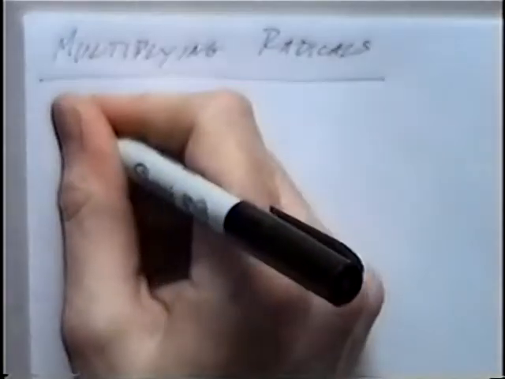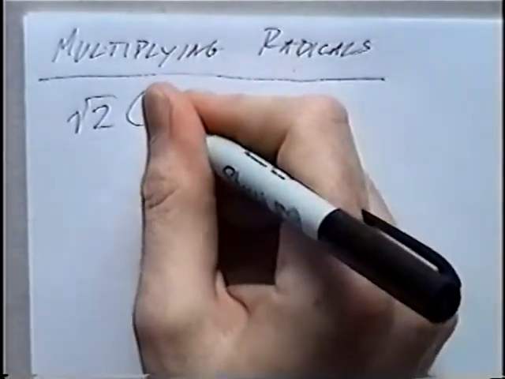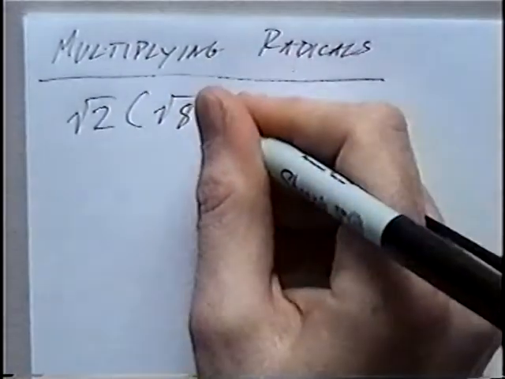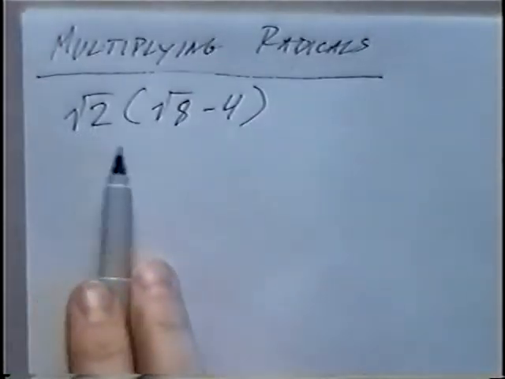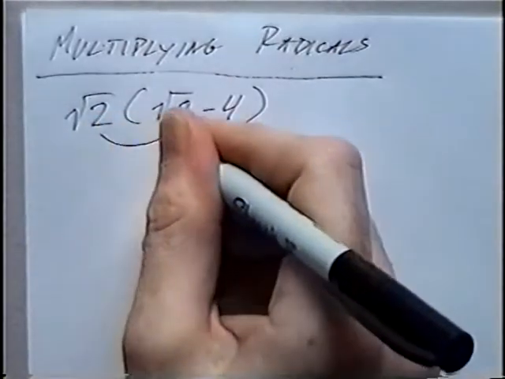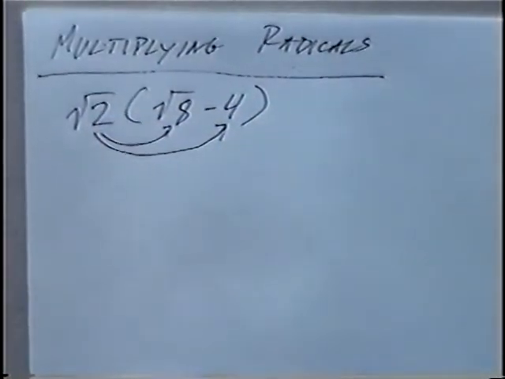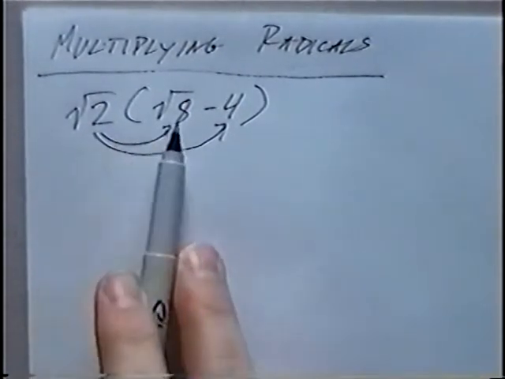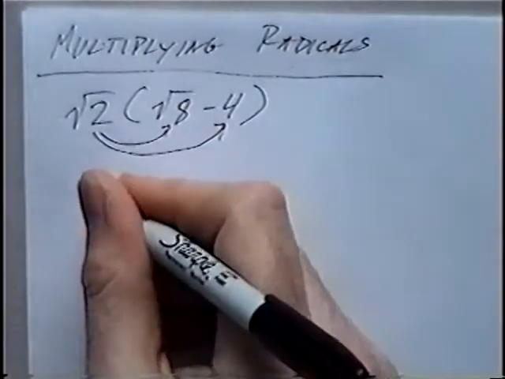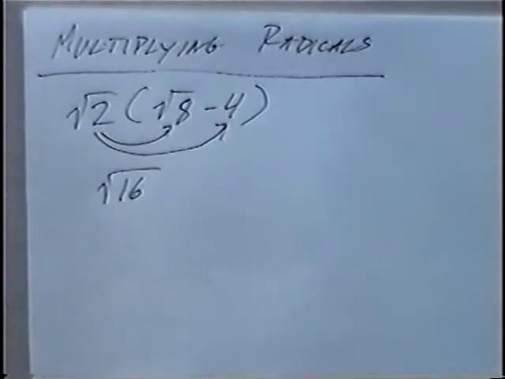First problem is radical 2, and the quantity, or inside parentheses, is radical 8 minus 4. When multiplying a radical times a parentheses, the same property that we've done before, we can use distributive property. Multiplying radical 2 times radical 8, since they're both underneath a square root or a radical, we can multiply 2 times 8, which would be 16, and leave that number underneath a radical. And then minus.